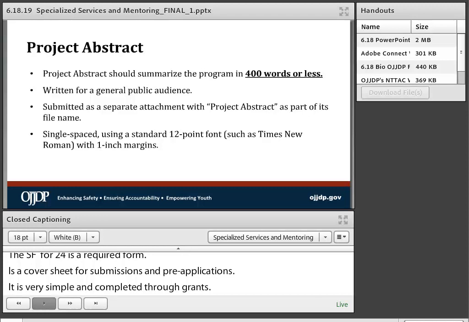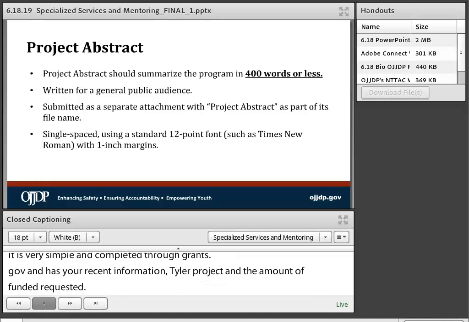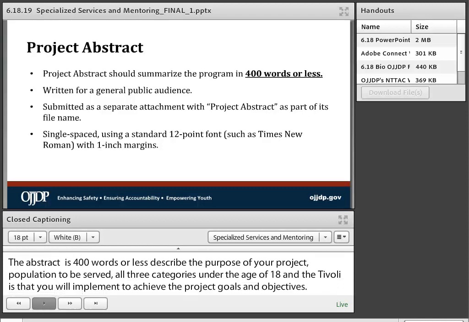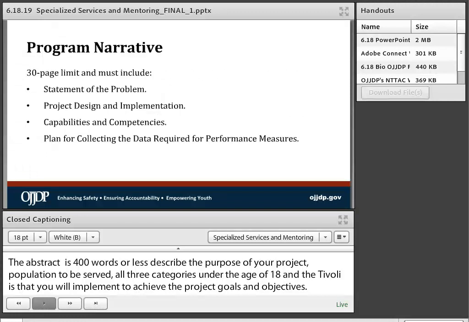The abstract should briefly, 400 words or less, describe the purpose of your project, the population to be served, which for all 3 categories will be youth under the age of 18, and the activities that you will implement to achieve the project's goals and objectives. This is a separate attachment, single space, 12-point font, and this will not be counted against the page limit in the program narrative, which I'll get into in a moment. But yeah, this is just your brief overview of the project.